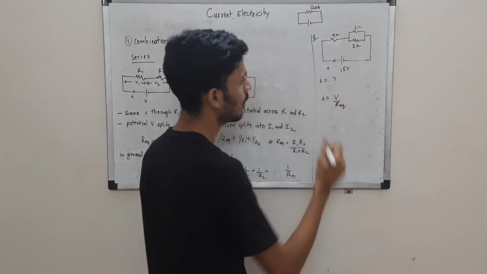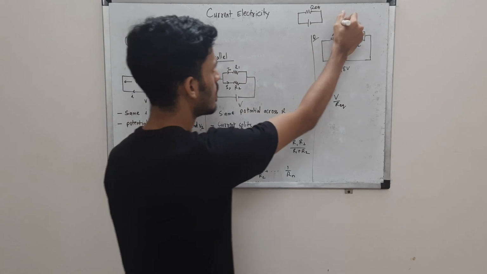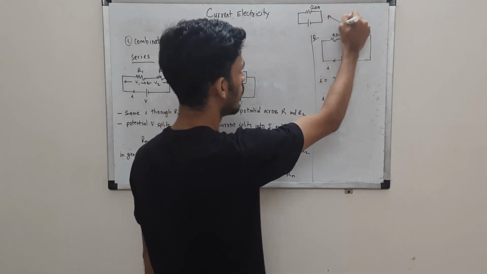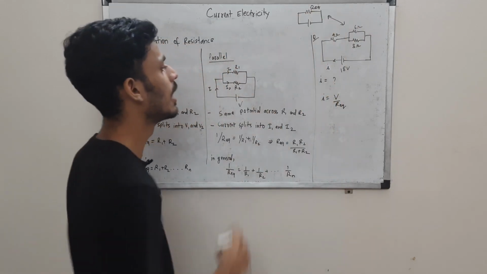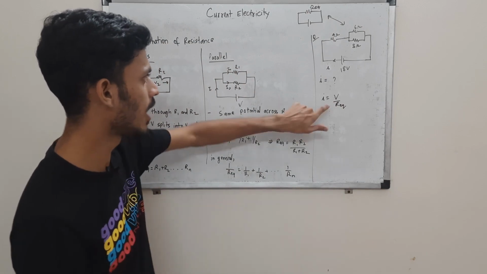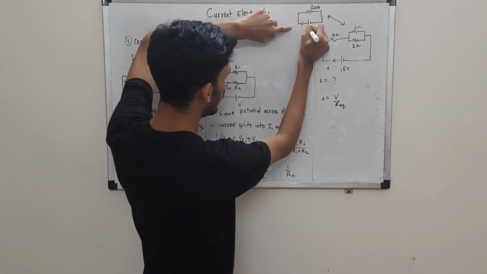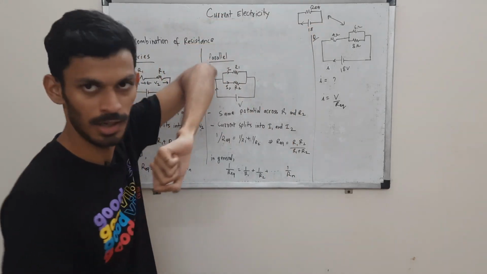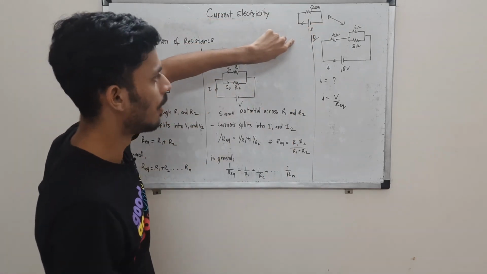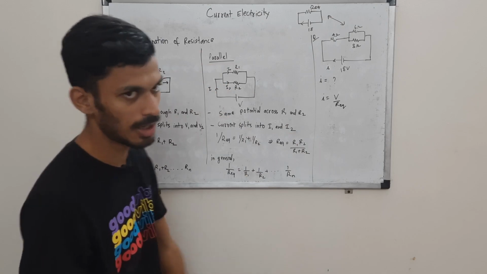Right, we don't know the value, so we can simply transform the circuit like this. For that we need the equivalent resistance. So I in this case will be I is equal to V by R equivalent, where V will remain the same, which is 18. Right, just simple. So we have to find R equivalent first.